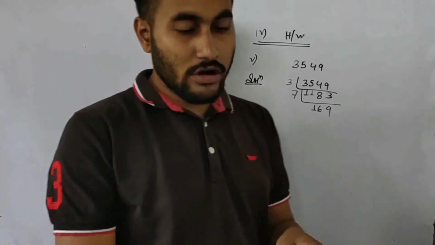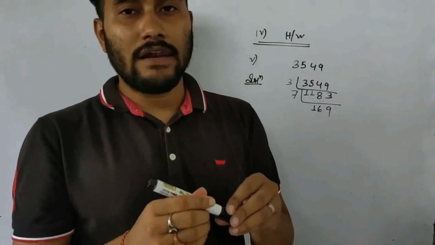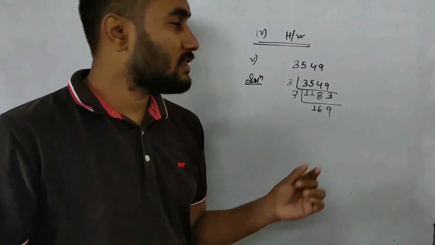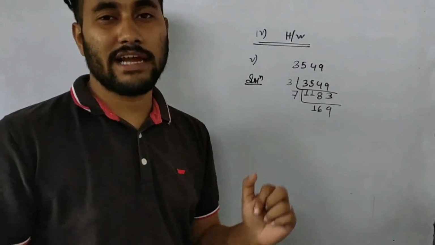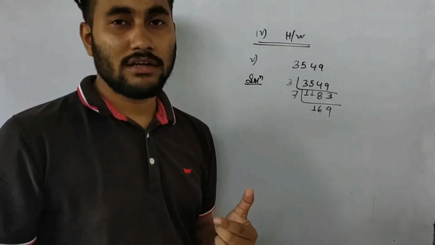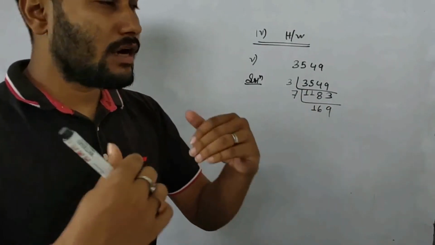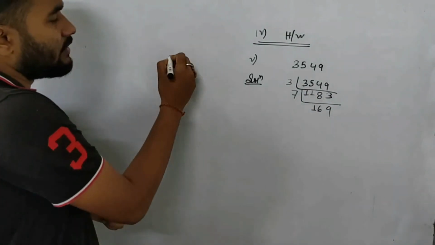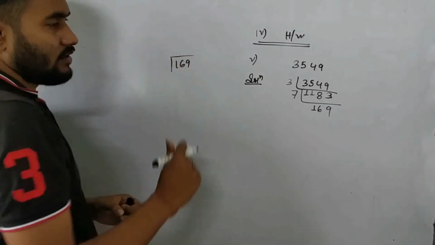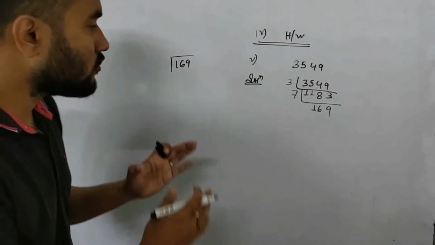Yes. Now only those students who have learned what I have said to learn can solve this answer within 1 second. And those students who have not learned, what will they do? They will do like me. What will they do? 169. They have not learned, right? Whatever I have given, they have not learned. So they will do this one.